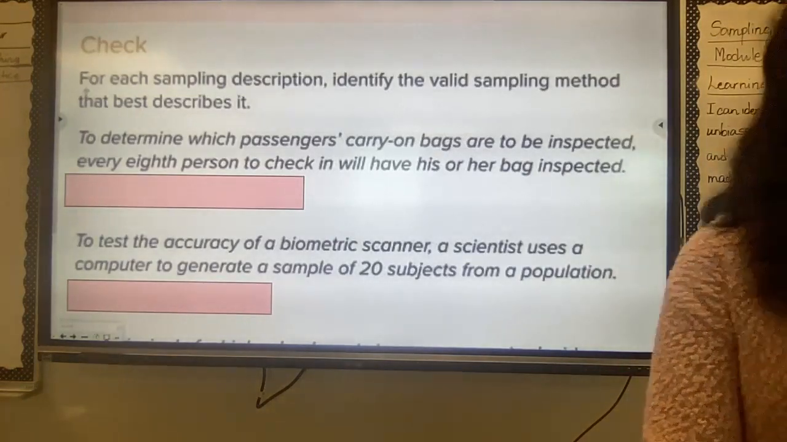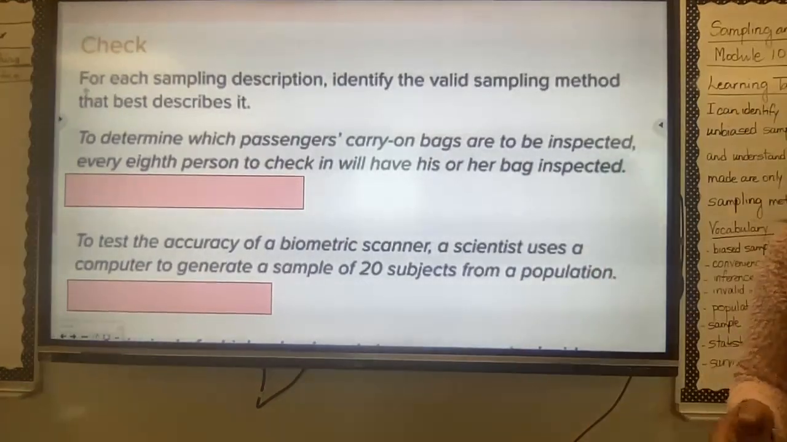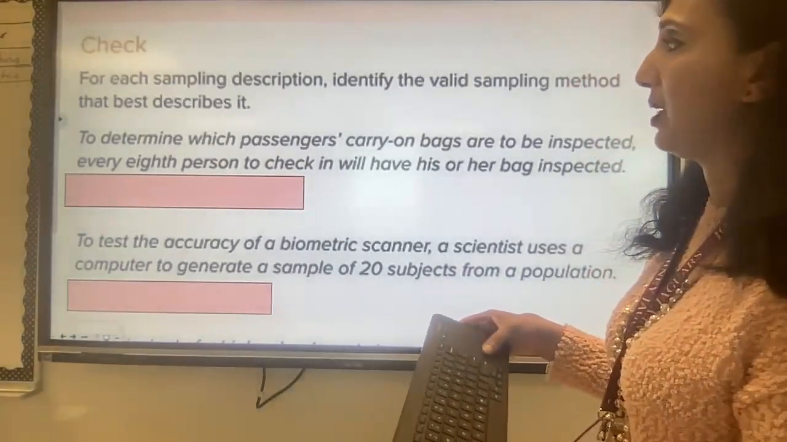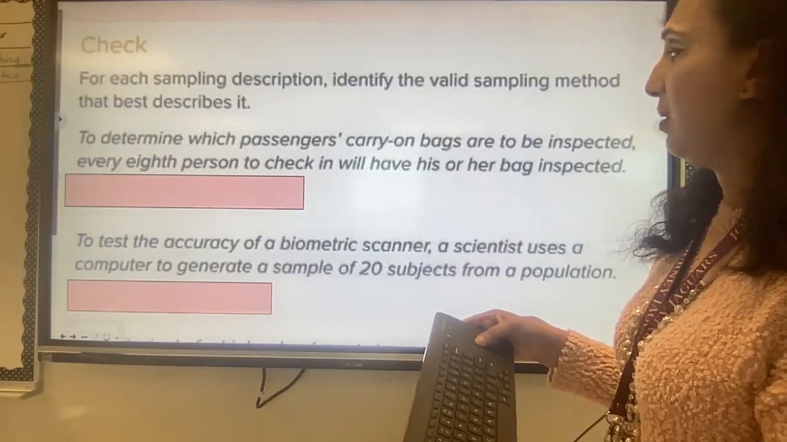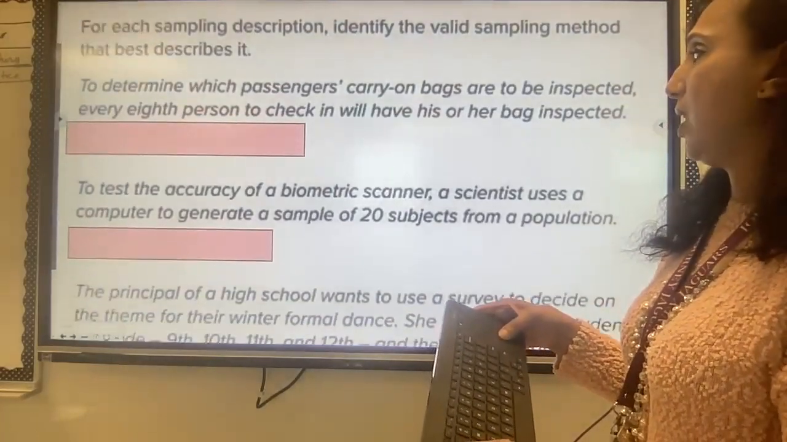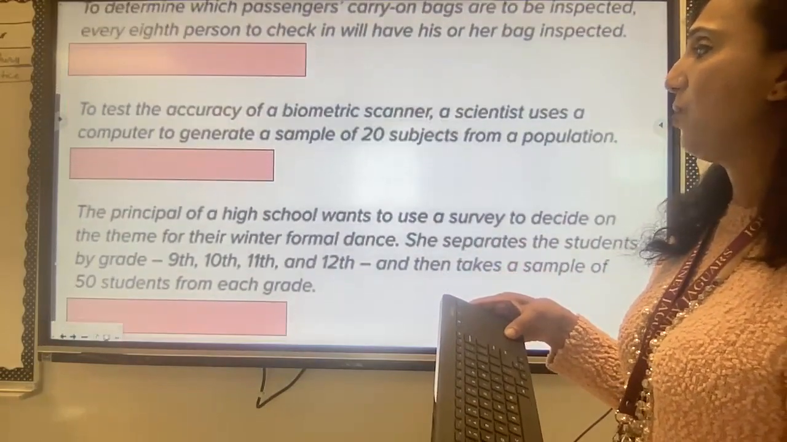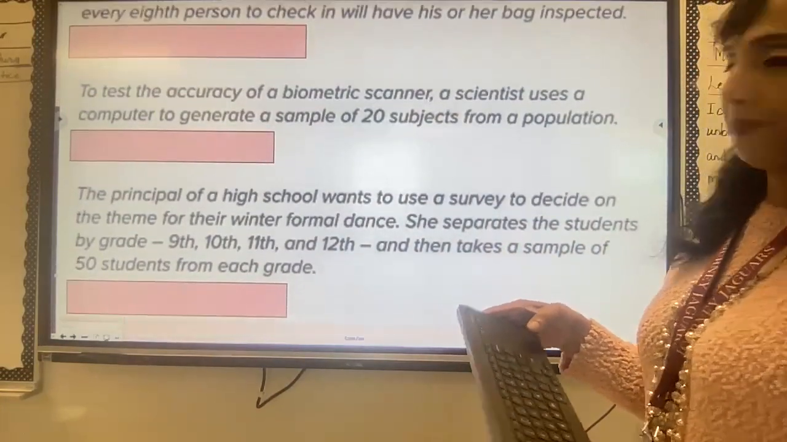So this one is definitely a simple random sample. This is a simple random sample because it's generated by the computer to test the accuracy of a biometric scanner. Let's look at the last one over here for another example.